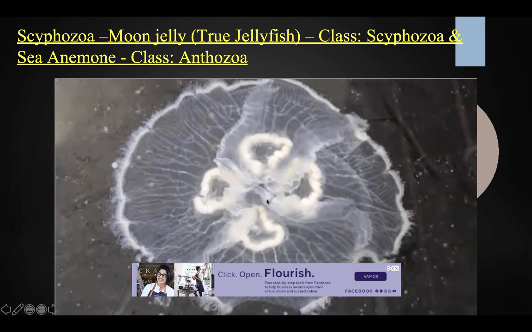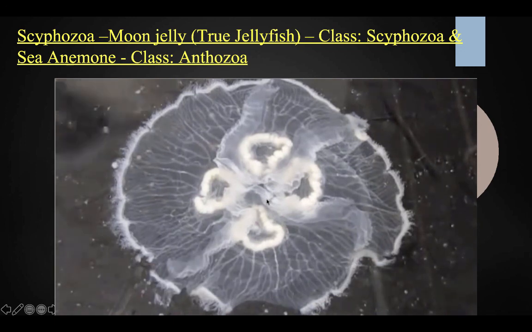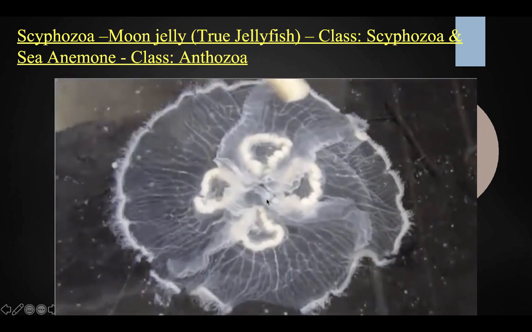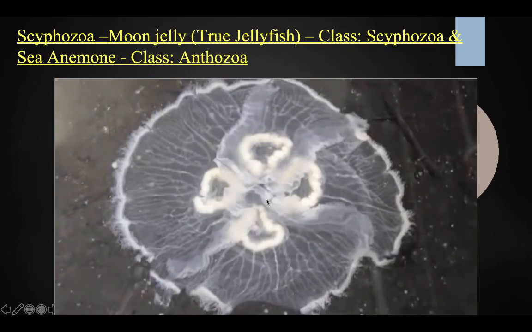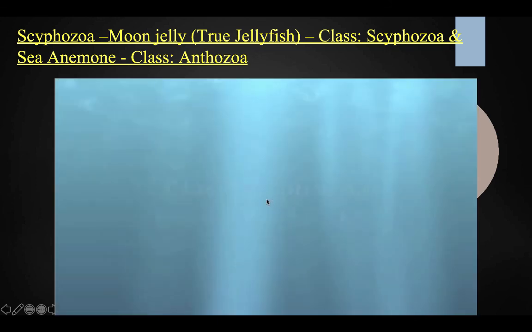Now, cnidarians have 2 distinct body forms. I'll be showing you actually a couple of different kinds. They have what's called a polyp form, which is usually sessile, meaning that it doesn't swim around or move around. Or they have what's called a medusa form, which is a free-swimming animal. And in this case, the jellyfish, in this stage of its development, is displaying the medusa form. Now, some cnidarians display both types of forms during their life cycles, while others display only one.